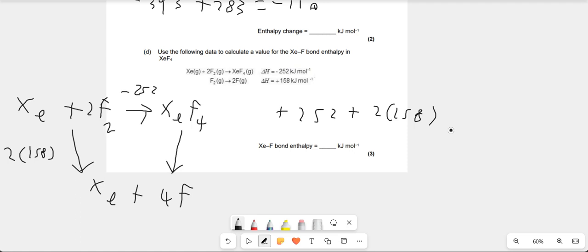And it's going to give me 568, yeah? So that's equal to that. Going from XeF4 to that is the same as going from XeF4 to Xe plus 2F2 and then downwards. How many bonds am I breaking? There are 4 Xe-F bonds, so I need to divide this 568 by 4 because there are 4 Xe-F bonds. Then it'll be 142. So that's the final answer.